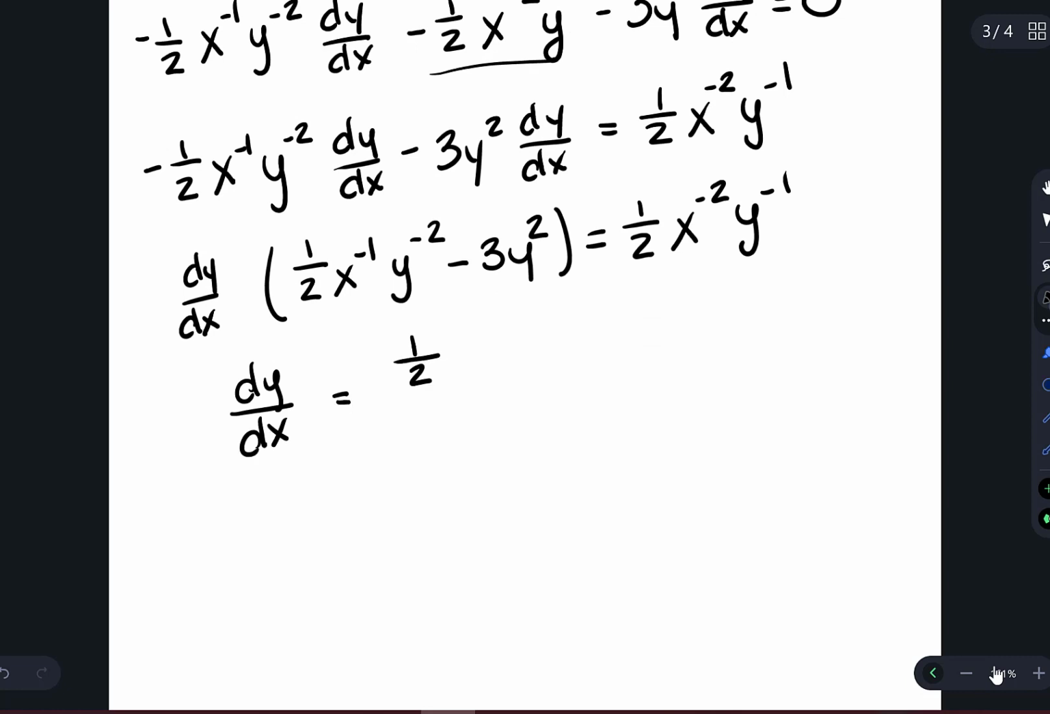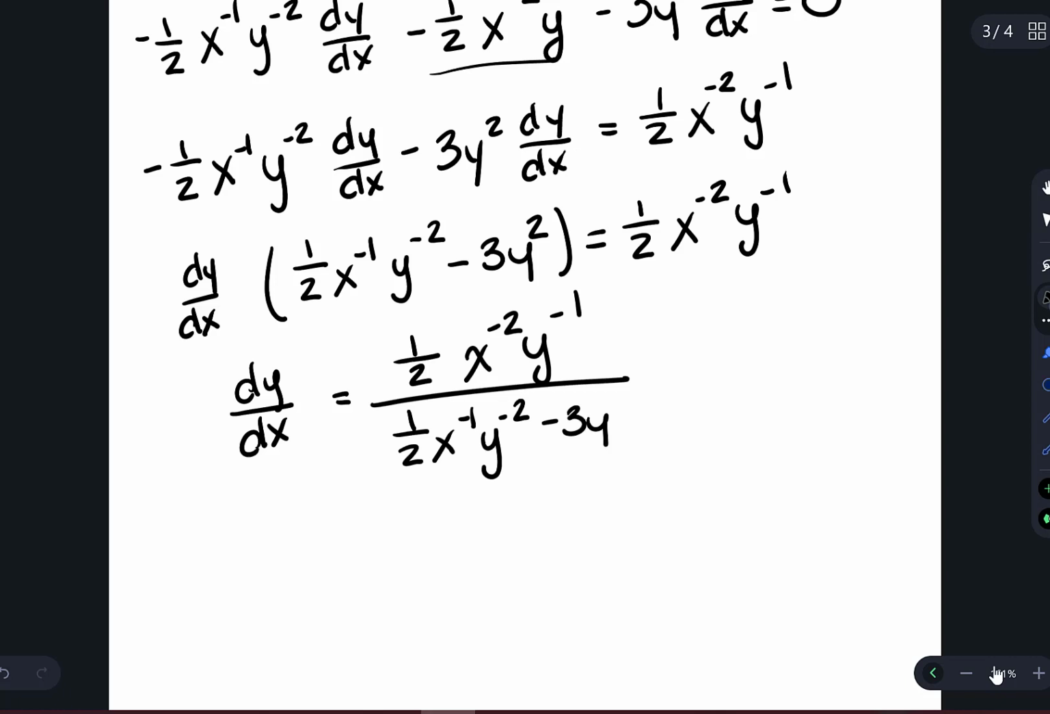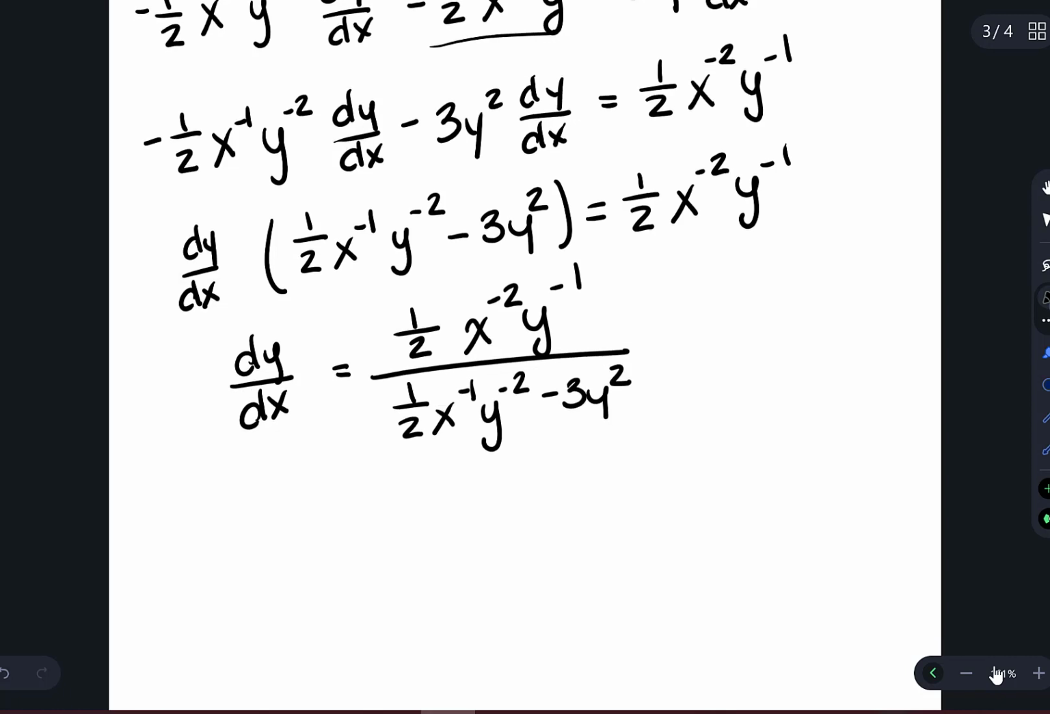And so in the numerator, I have 1/2 x to the minus 2, y to the minus 1, divided by 1/2 x to the minus 1, y to the minus 2, minus 3y squared. So here is our derivative.